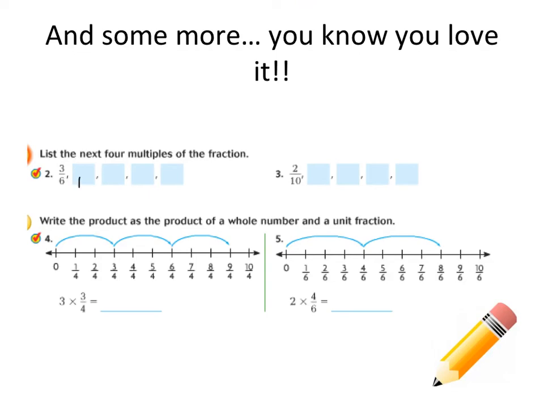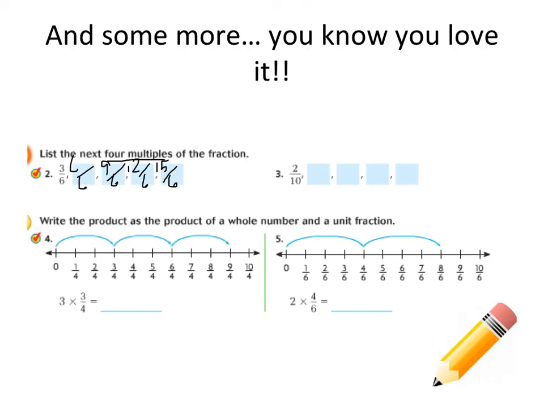I know my denominator is not going to change, so I'm going to write it in so I can remember that. I'm writing the next 4 multiples. So I'm going to skip count by my numerator. 3, 6, 9, 12, 15. How'd you do? All right, check your answers and change them if you need to.